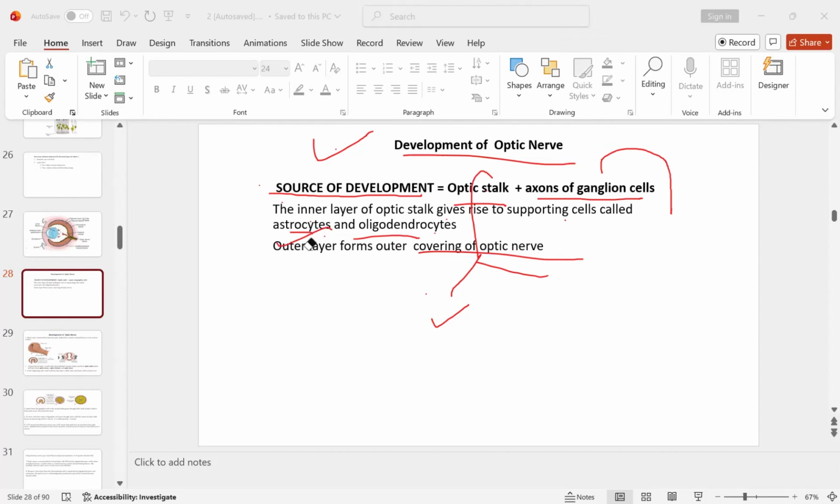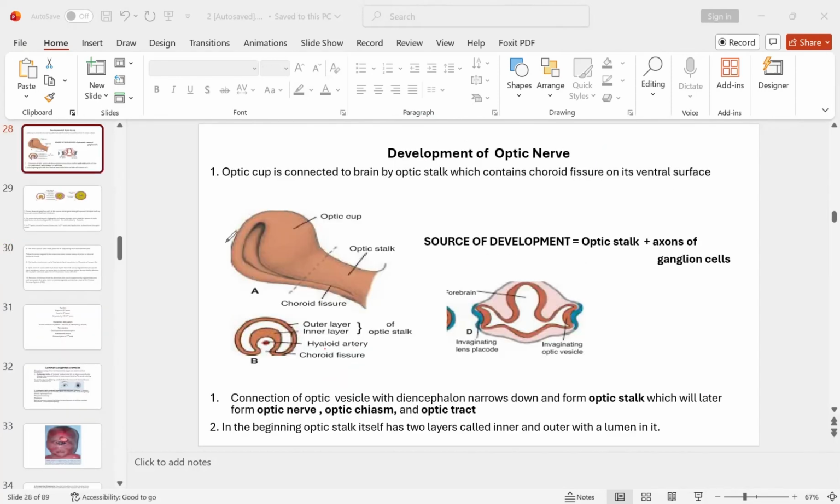So let's now move to the steps involved in the development. Before starting the process of development of optic nerve, there are a few things regarding the connection of optic nerve with the brain you must be aware of. You can see in this diagram that this area is the optic cup, this area is the optic stalk, and you can assume that here is present the brain. So you can see that the optic cup is connected to the brain with the help of the optic stalk.